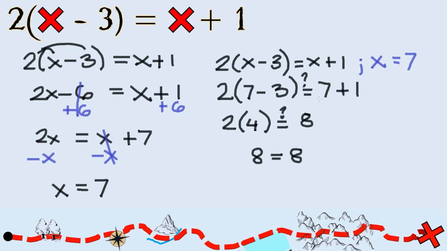At this time, we have now verified that the value of x being 7 is the correct value of the unknown, which satisfies the equation involving a grouping symbol.